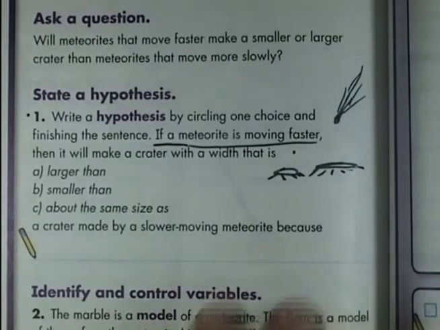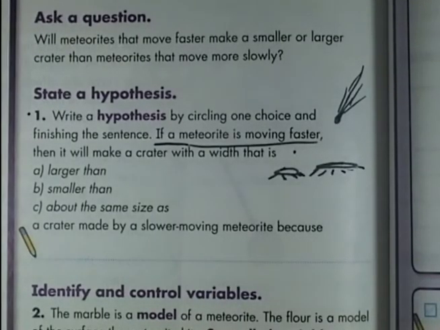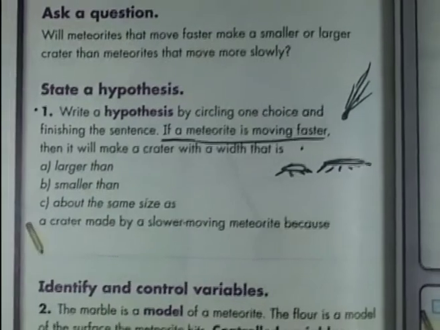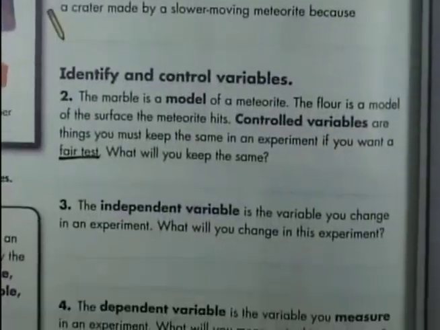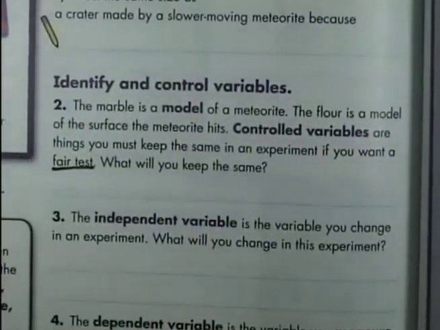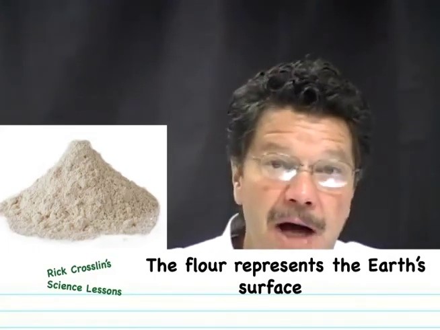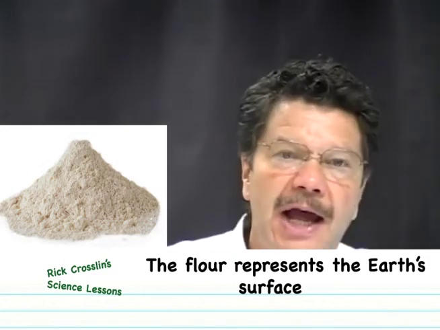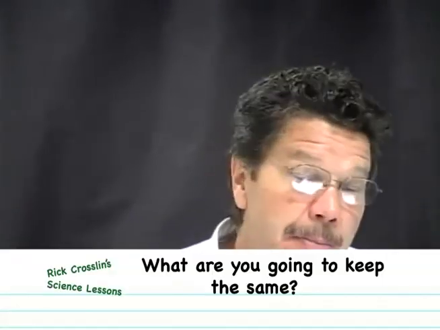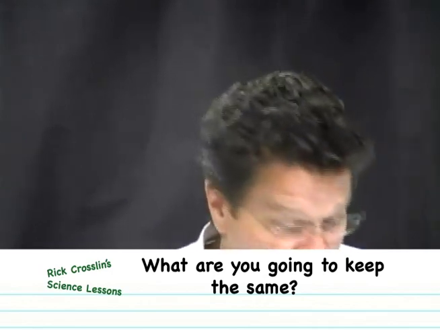All right, whatever hypothesis you selected, before we go any further, we need to identify and control the variables. Remember, your model is a model of the meteorite. The flour is a model of the Earth's surface. And to make this a fair test, what are you going to keep the same each time? So on number 2, you need to list what you are going to keep the same. Are you going to use the same marble, the same steel ball, flour?